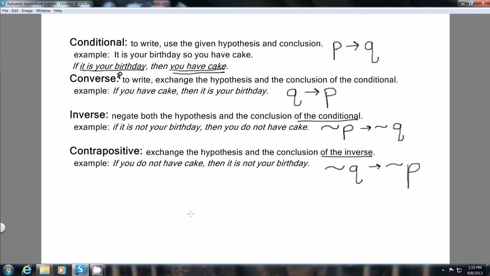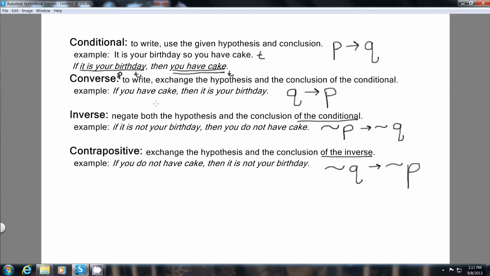Now, if we wanted to talk about the truth values of these, remember that for the truth value of a conditional to be true, we have to show that every time the hypothesis is true, the conclusion is also true. So, for the first one, if it is your birthday, then you have cake. Well, that was our original statement. It is your birthday, so you have cake. So our hypothesis would be true. Let's put a T for true. And our conclusion would also be true. Now that would make our entire conditional statement true.